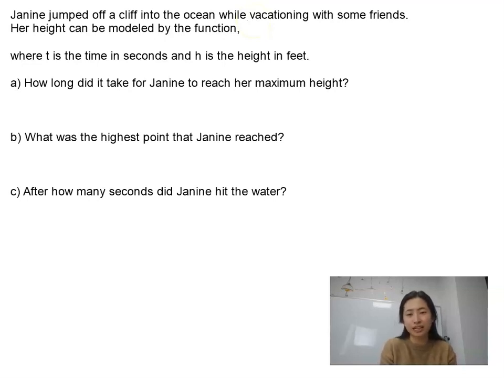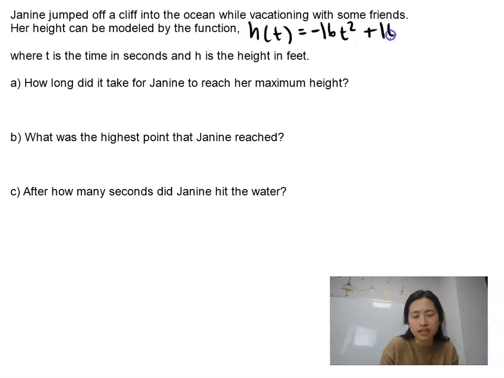Today we will be covering a classic pre-calc question, which is projectile. So grab a snack and we'll work on this problem together. So we have me jumping off a cliff into the ocean while vacationing with some friends. Her height can be modeled by the function h of t is equal to negative 16t squared plus 16t plus 480, where t is time in seconds and h is height in feet.